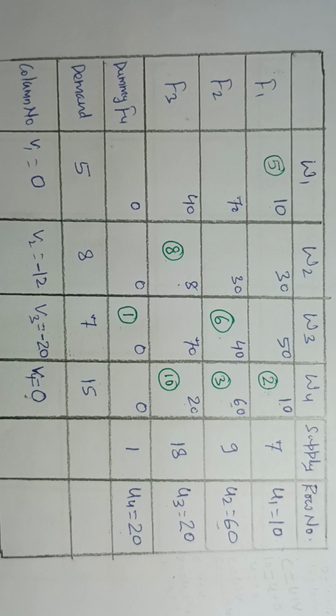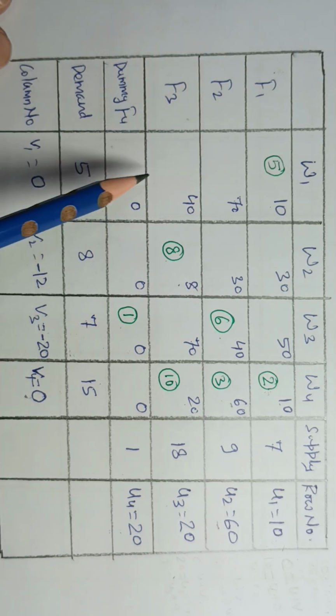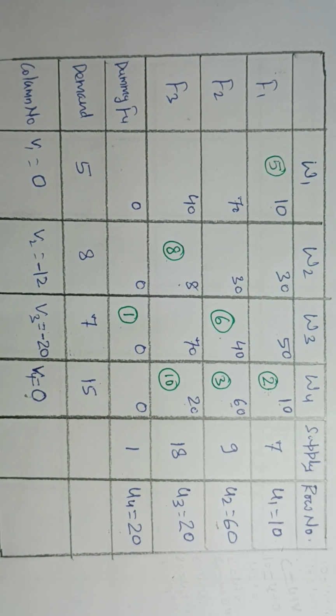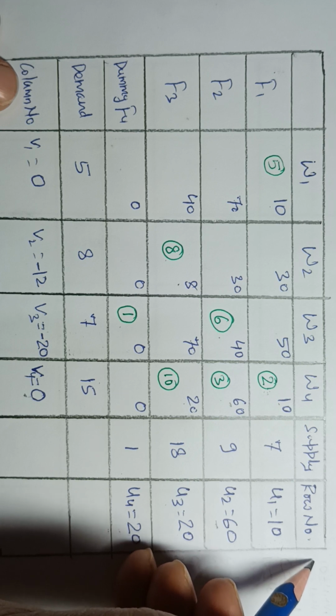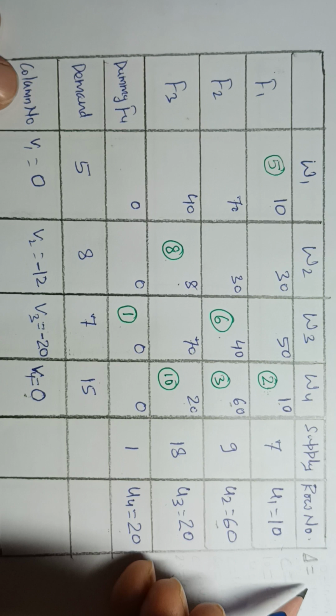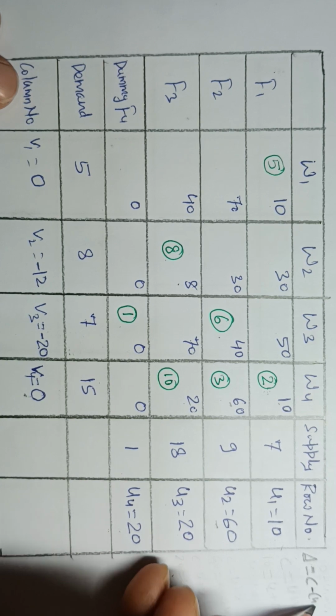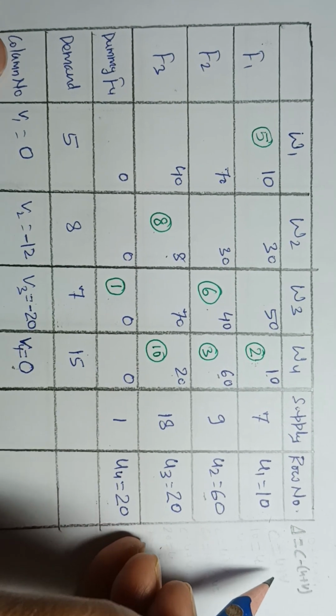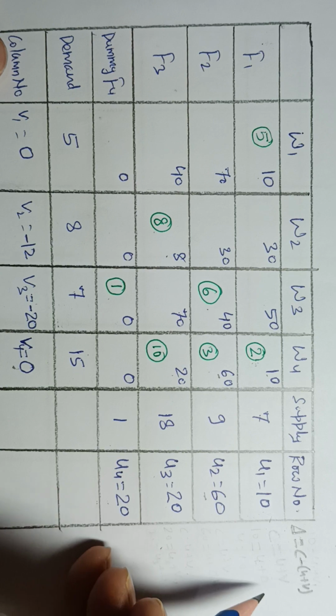column. Now we will calculate the opportunity cost for each unoccupied cell. Unoccupied cell means this cell, this cell, this cell, where there are no allocations. So we will calculate the opportunity cost for each unoccupied cell. We have the formula for calculation: we denote opportunity cost with this triangle. Opportunity cost equal to C minus U plus V. This formula we use, C minus (U plus V).